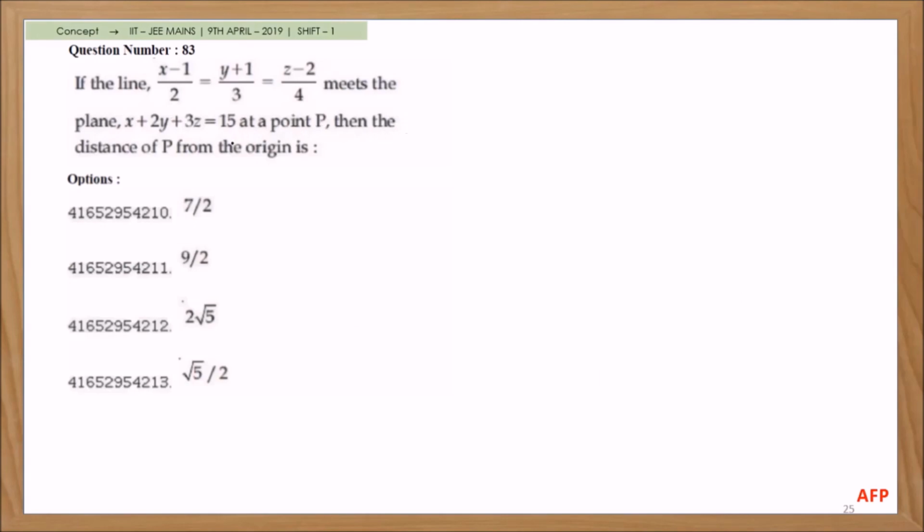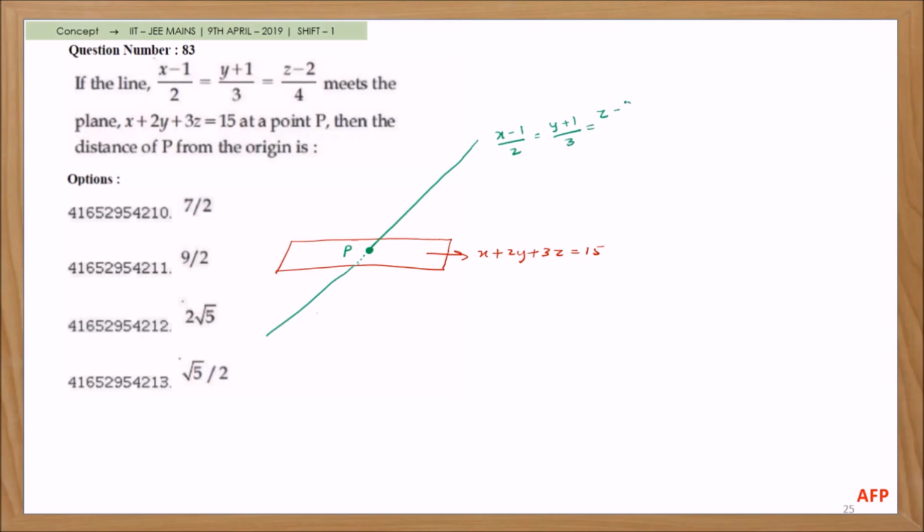Next problem, if the line equation given meets the plane equation also given at a point P, then the distance of P from the origin, means you have to find the intersection point of the line and the plane. So let us draw the diagram. The plane equation is x plus 2y plus 3z is equal to 15. The line intersects this plane at this point P. So the line equation is x minus 1 divided by 2 is equal to y plus 1 divided by 3 is equal to z minus 2 divided by 4, let it be equal to lambda.